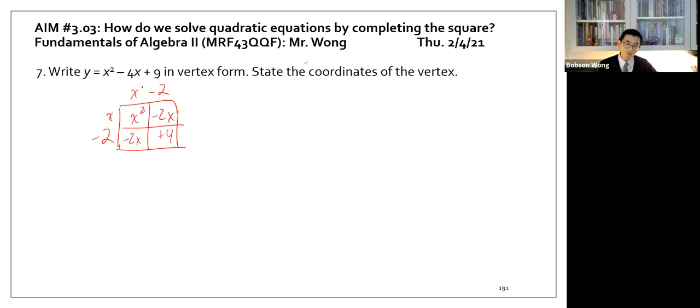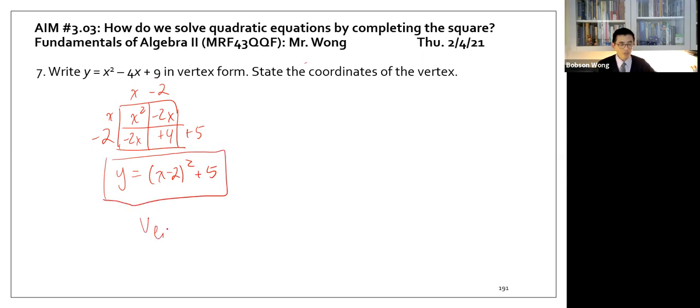But we needed x squared minus 4x plus 9, which means that we then have to have 5 extra outside of the box. It won't fit inside the box. Plus 4 plus 5 gives us 9. And so we actually are subtracting 9 minus positive 4, and that gives us positive 5. So this is really y equals x minus 2 squared plus 5. That's the equation in vertex form.